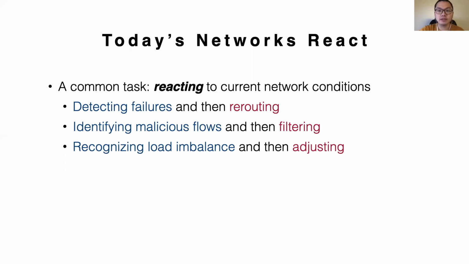In today's data center networks, a common task is to react to current network conditions. Examples of this type of behaviors include detecting failures and then rerouting around them, identifying malicious flows and then filtering based on the security policies, and recognizing load imbalance and then adjusting the traffic distribution. All of these share the same structure, measuring current network conditions and then updating the network devices' behaviors to match them. In data centers, these reactions need to be fast, often sub-RTT level.